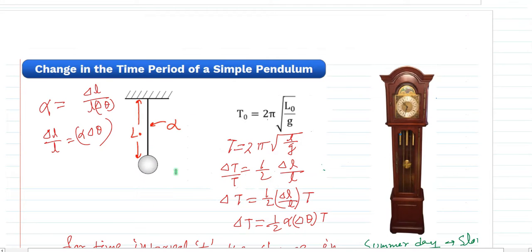Another is change in time period of a simple pendulum. We know the time period of a simple pendulum is 2 pi root over L by g. With changing temperature, the effective length of the pendulum will change. That's why the time period of a pendulum will change. In earlier days, there was no battery, no motor. In those days, the clock hand rotates due to the oscillation of the pendulum. So due to the weather change or temperature change, the length of the pendulum changes, and then the clock becomes fast or slow.